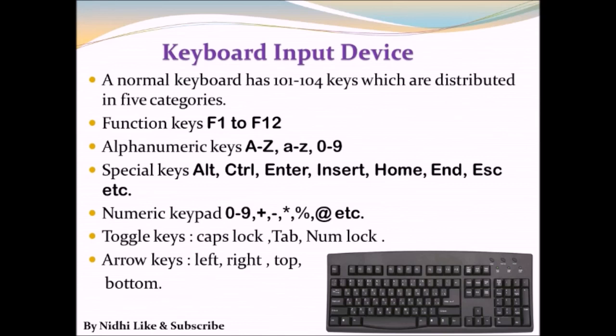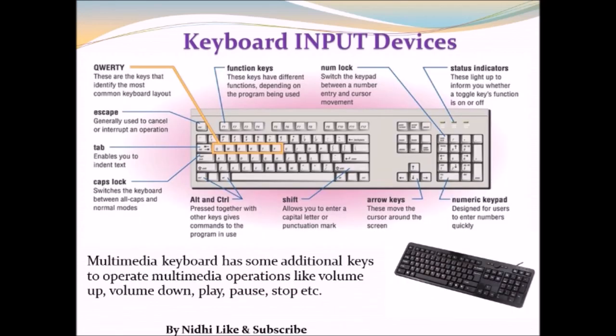And you will find 4 arrow keys on a keyboard that are used for navigation: right, left, top, or bottom. Okay, so this is about the keyboard. Here you can see a picture of a keyboard. It is known as a QWERTY keyboard because the alphabetical keys on the keyboard start with QWERTY. So that is why it is called a QWERTY keyboard.